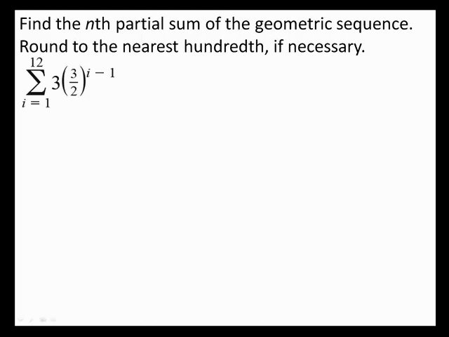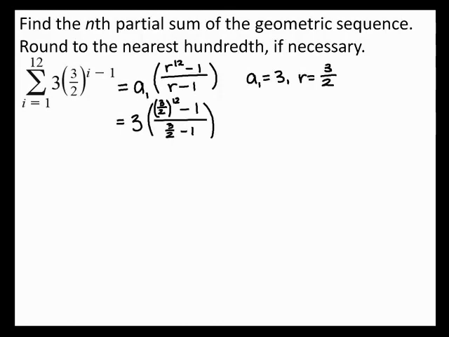Find the nth partial sum of the geometric sequence. Round to the nearest hundredth if necessary. The sum from i equals 1 to i equals 12 of 3 times 3 halves to the i minus 1. Use the formula for the nth partial sum of a geometric sequence. Substitute 12 in for n. You find that a sub 1 is equal to 3 and r is equal to 3 halves. Substitute 3 in for a sub 1 and 3 halves in for r.